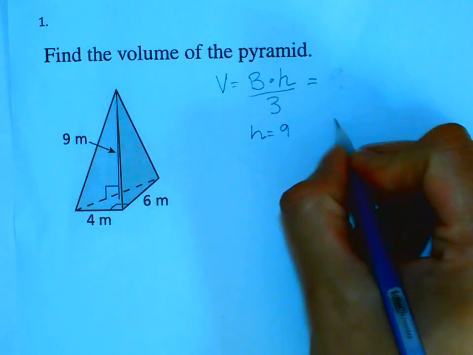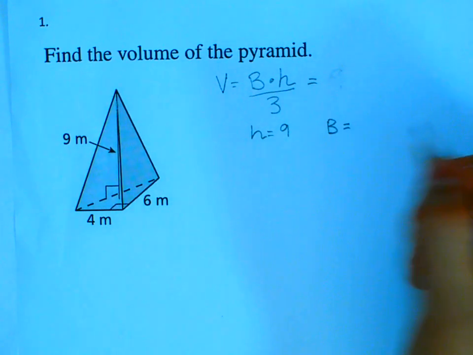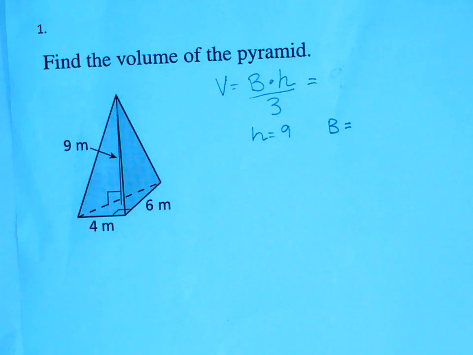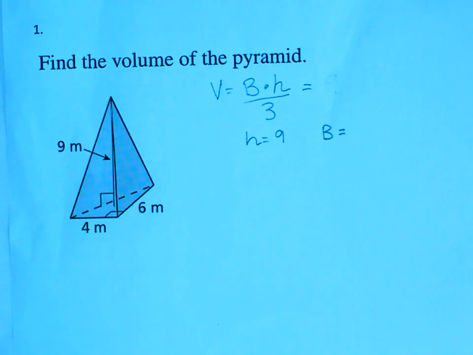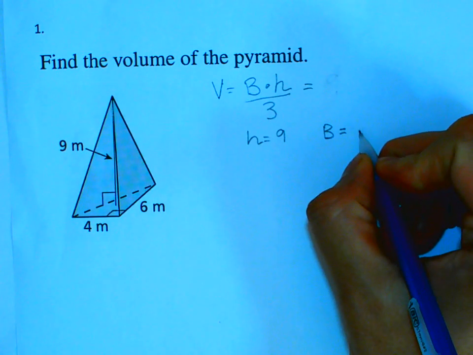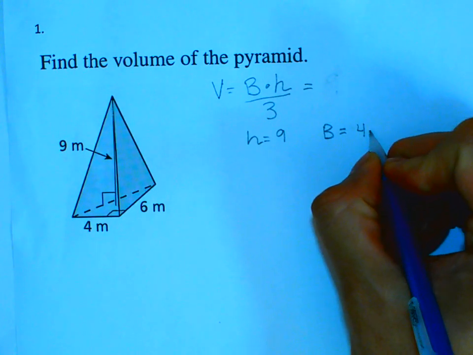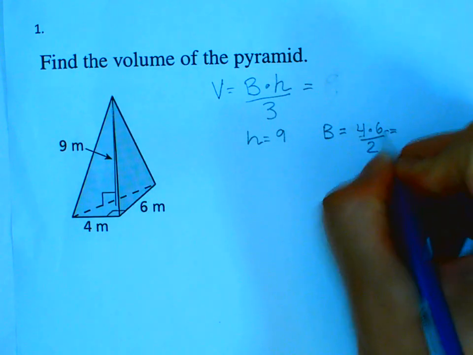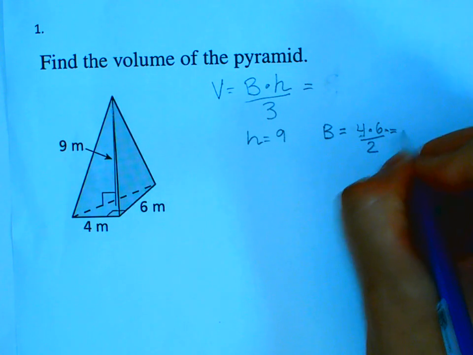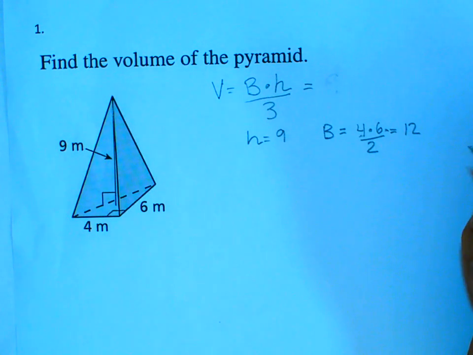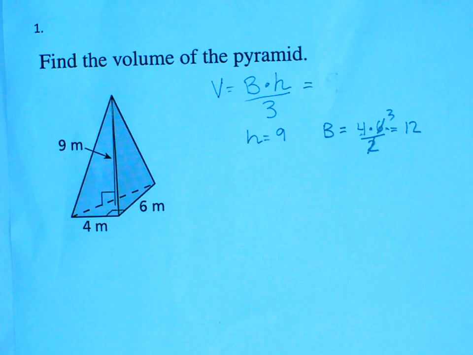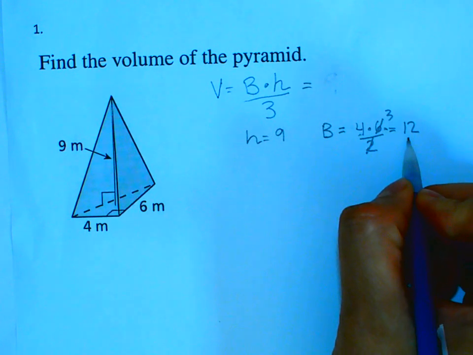What we need to do is find the area of the base. So we need to identify what is the base. The base in this problem is a triangle. And it's a right triangle, which makes it a whole lot easier because the area of a triangle is the base times the height, all divided by 2. So that gives me 24 divided by 2. That gives me 12. Or you could divide it like that. It's up to you. So the area of the bottom base is 12.